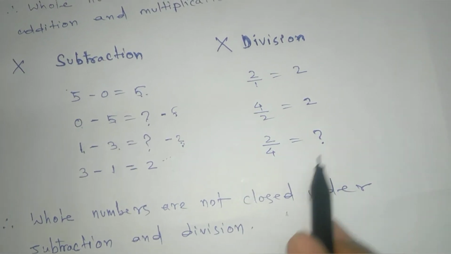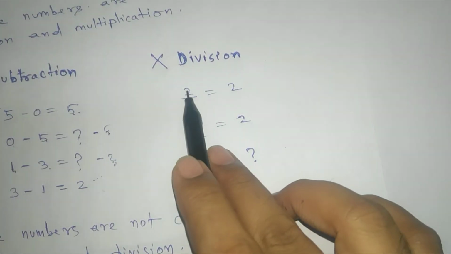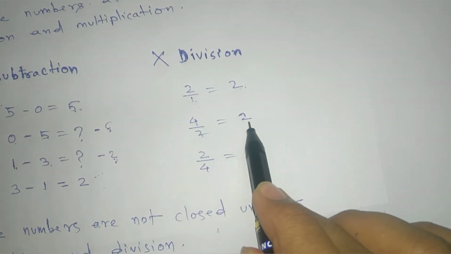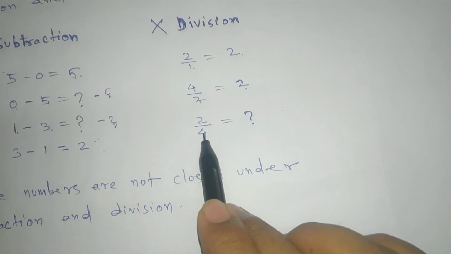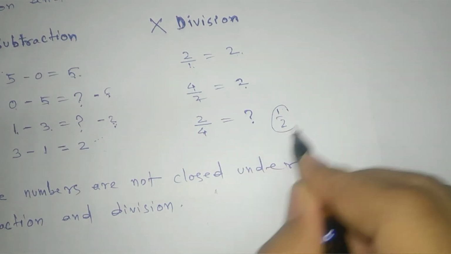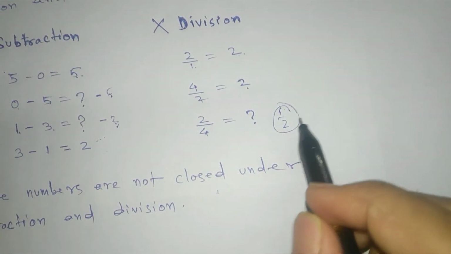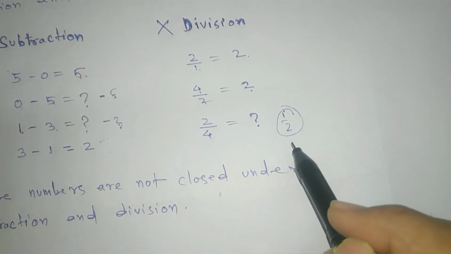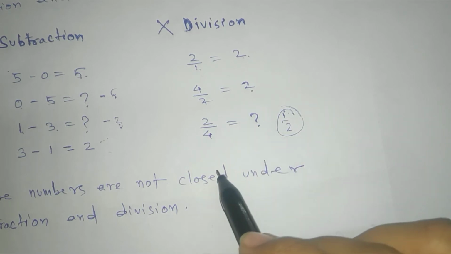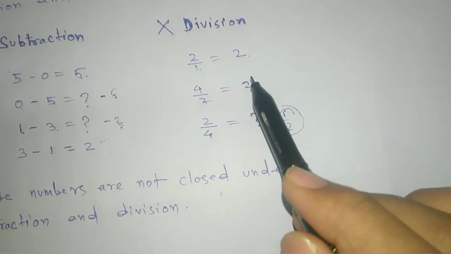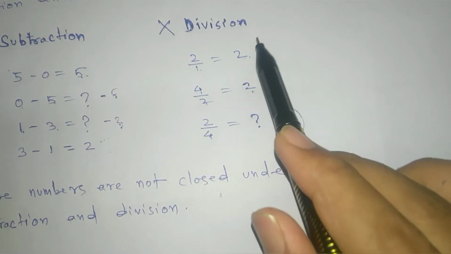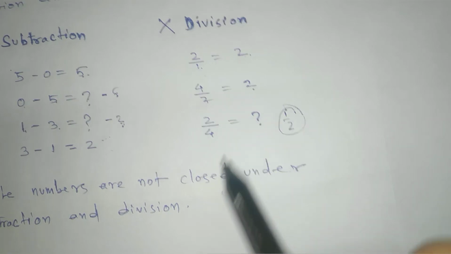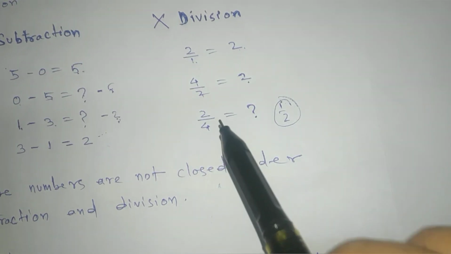And similarly for division also, if we take 2 by 1, yes, we are getting 2, that is correct. 4 by 2, we are getting 2, yes. But look at here, 2 by 4, we are getting what? 1 by 2. It is a fraction, and already we have seen by definition that fractions and decimals are not there in whole numbers. That means it is also not true. For the first two results, it's okay. You will say, sir, only this type of result. See, to prove that they are not true, one example is enough.